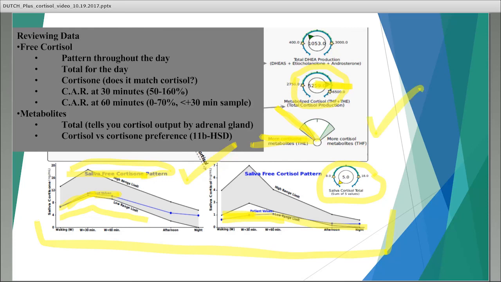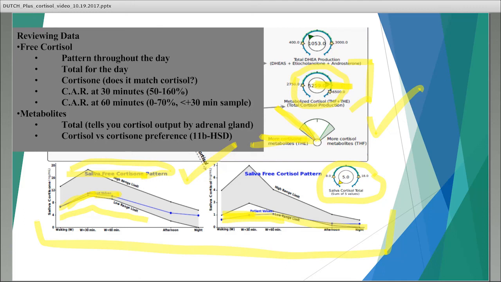So you want to defer to this marker to ask the question, am I making a lot of the active metabolites or the inactive metabolites? Well, in this case, there's a big favoring towards cortisone. So what's going on in this patient? They are making quite a lot of cortisol, but it's basically running away from them, right?